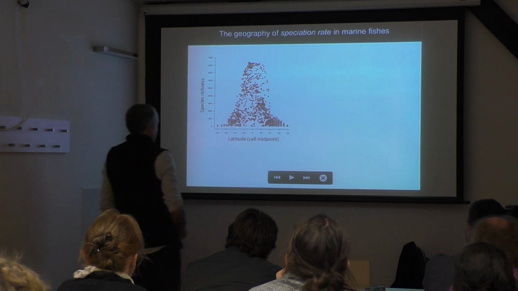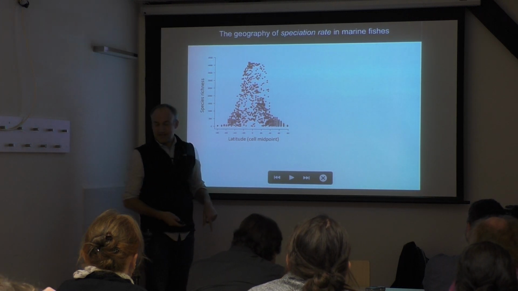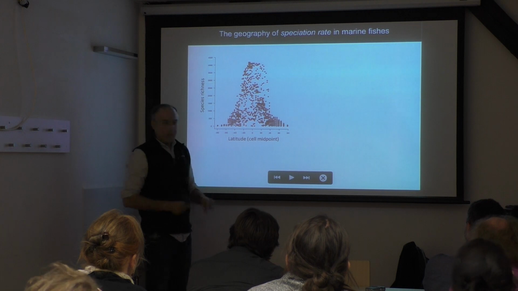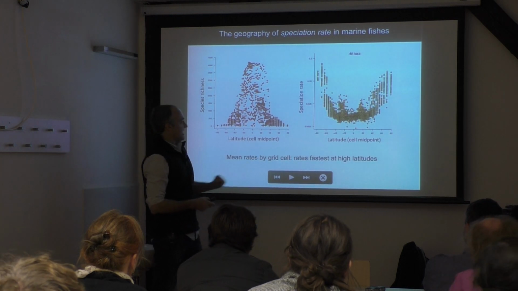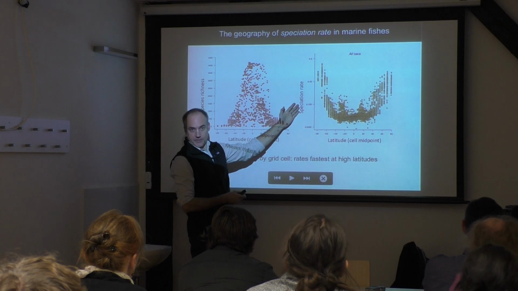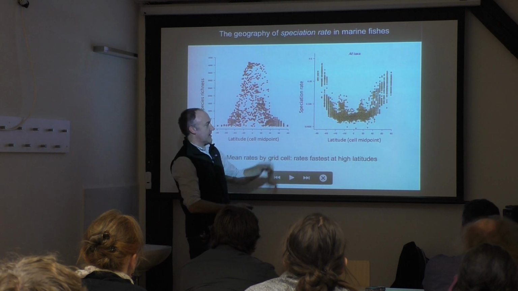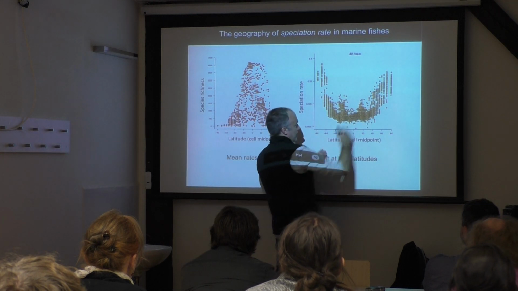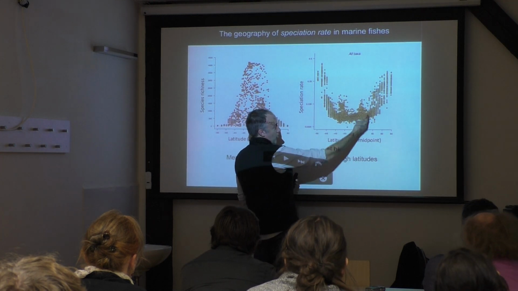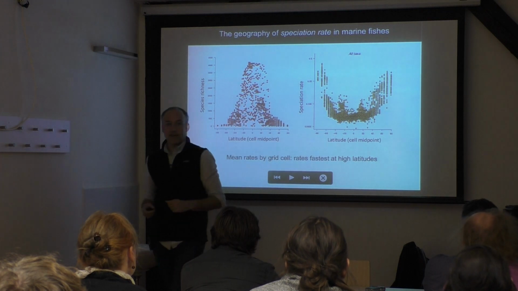So we can look at this another way. We'll spend a few slides here looking at this in different ways. This is latitude right here, and species richness. And this is reconstructed cell-based speciation rates, using the rates reconstructed across the entire tree. And you get this nice sort of banana shape right here, where you have this trough of speciation rate close to the equator.